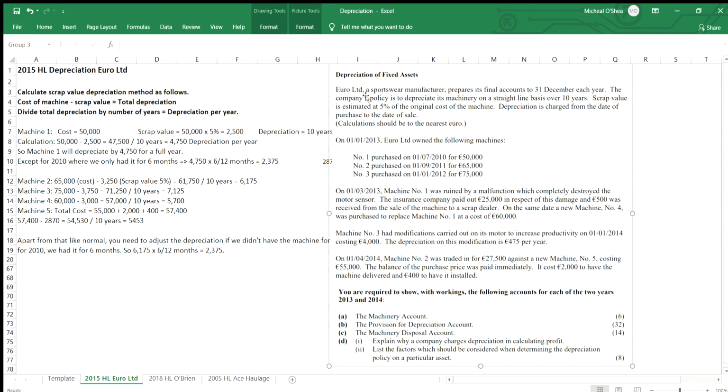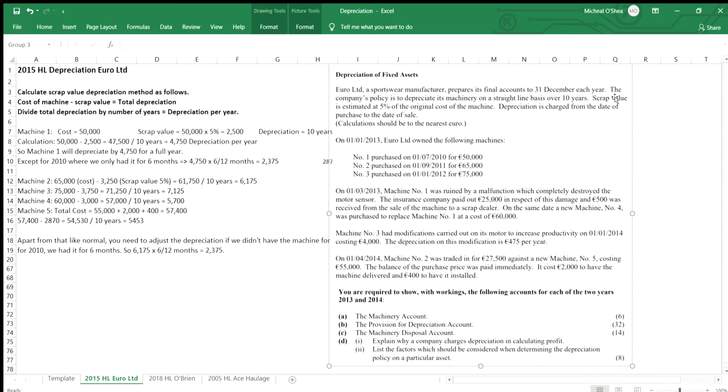So, Euro Ltd are a sports manufacturer. Their company depreciates its machinery on a straight line basis over 10 years. We haven't seen that before. Basically, all of their depreciation is going to be over 10 years. So if I have a car, I expect that the car will be worth more or less scrap value at the end of 10 years.